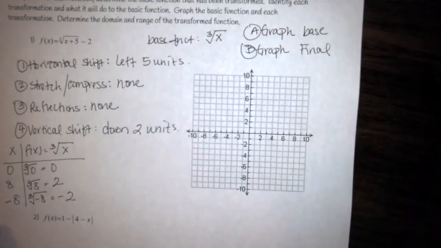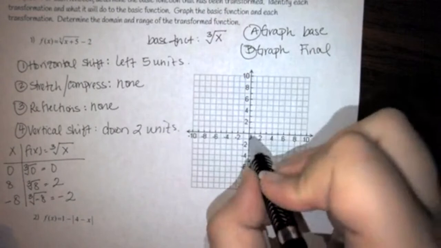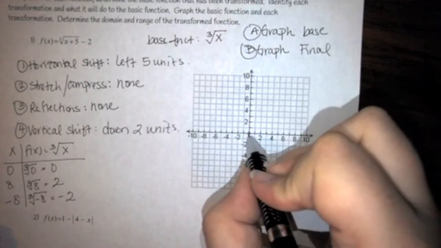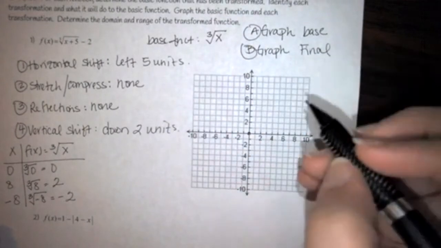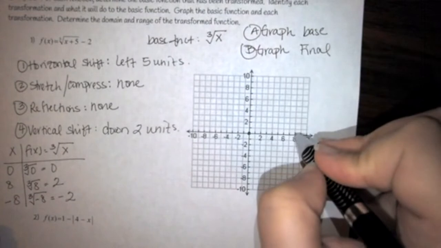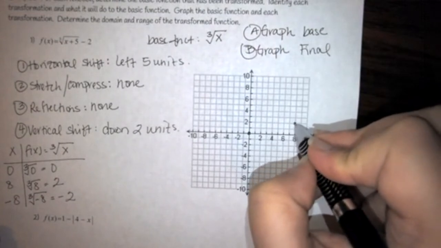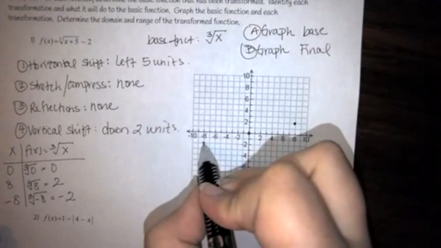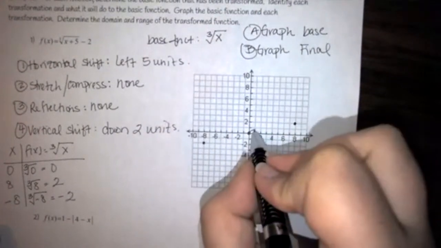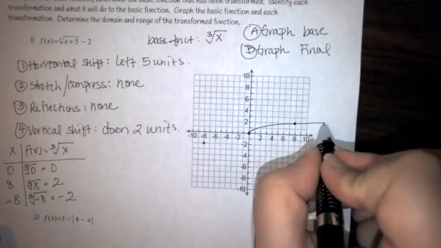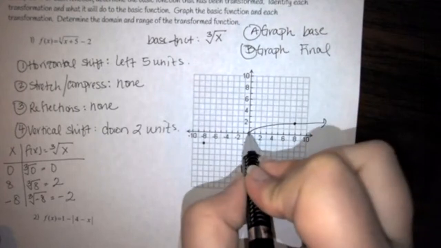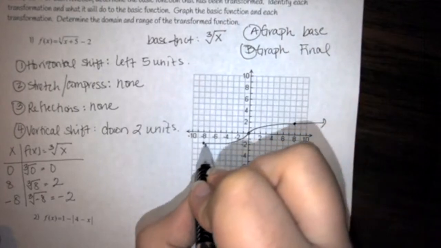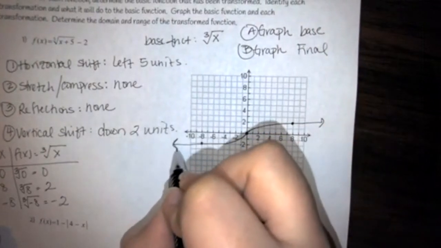So I'm going to graph those as my base function. So I've got the point 0, 0. And then I have the point 8, 2, so out 8, up 2. And then I have the point negative 8, negative 2. Okay. So I've got to put a slight curve into this, and we're going to keep going. And then we're going to come down, and we're going to keep going. Okay.